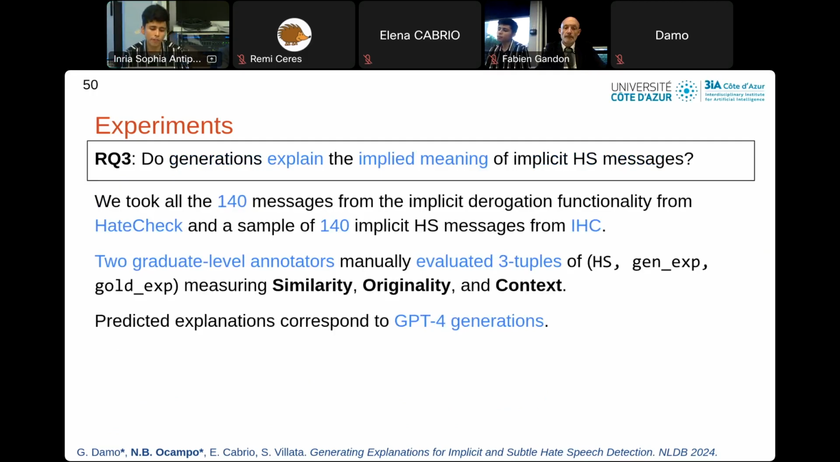Then for the human evaluation, we took a total of 100 messages from the implicit derogation functionality on HateCheck, and 2 graduate-level annotators manually evaluated the triples, measuring similarity, originality, and context. And we did this for GPT-4 generations.